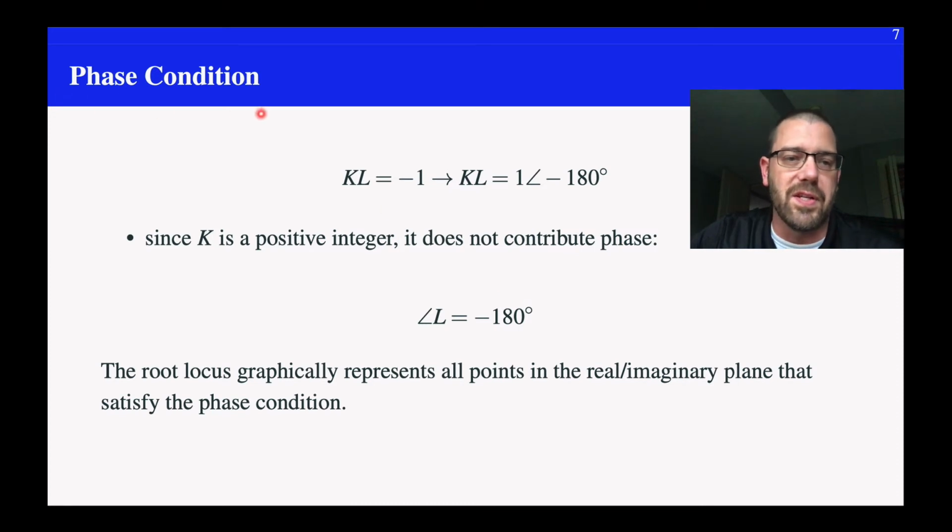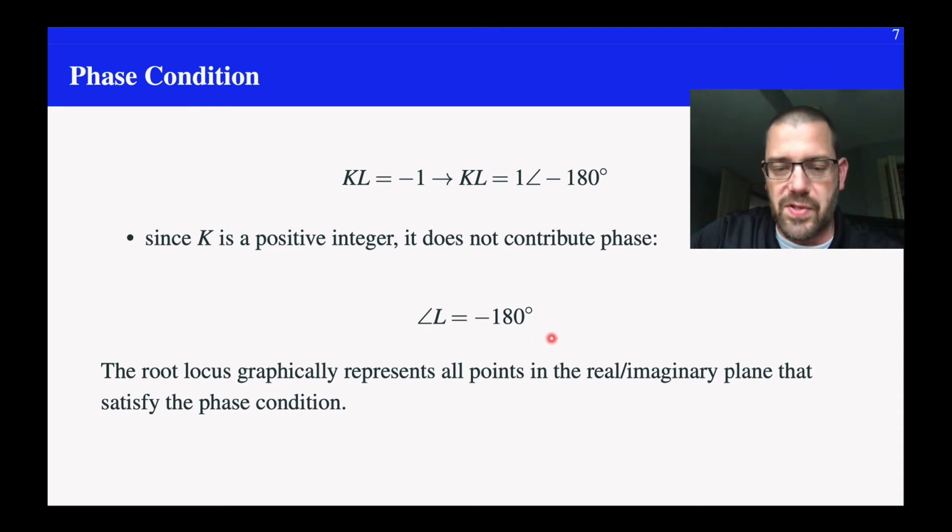So the phase condition, which we talk about all the time in controls textbooks when we get to root locus, is simply that for all points on the locus, the phase of L has to equal negative 180 degrees. So the root locus graphically represents all of the points on the real imaginary plane where this phase condition is satisfied. And so this right here is the foundation of probably 3/4 of your root locus sketching rules, is that we have to satisfy this phase condition.